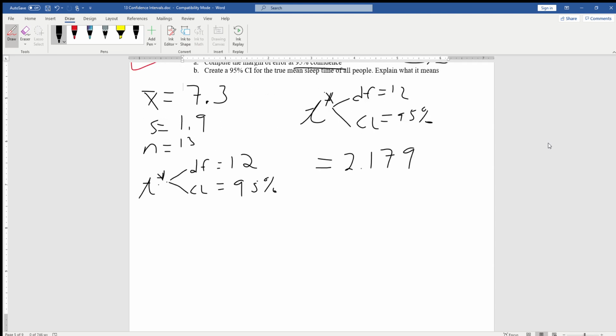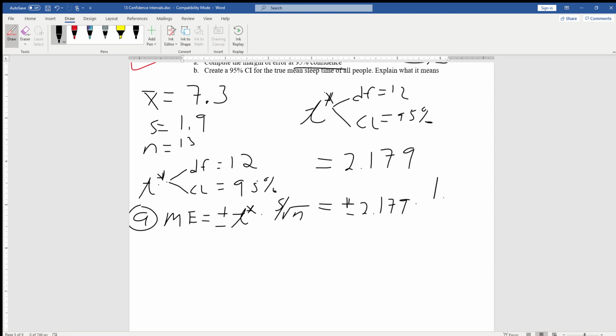So for letter A, we know that the margin of error is going to be equal to plus or minus, not z-critical but t-critical, times s over the square root of n. We know t-critical, we just found that: 2.179. We're going to multiply that by s, which is 1.9, and divide that by the square root of n, which is 13.